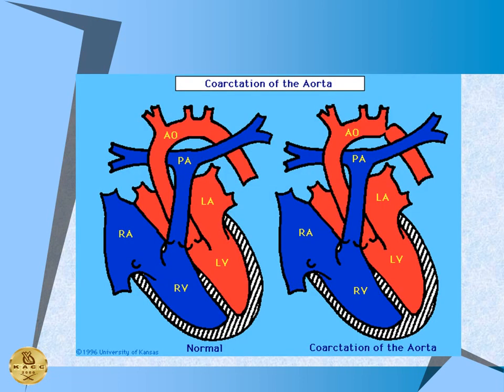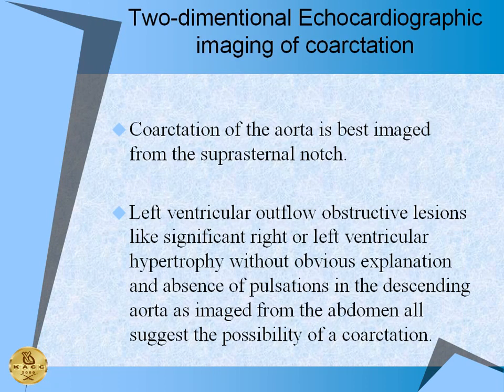This is just a diagram to show you the normal isthmus. This is the area where we call the isthmus. This is your left subclavian, and that's your typical discrete coarctation of the aorta in this cartoon. Coarctation of the aorta is best imaged from the suprasternal notch.